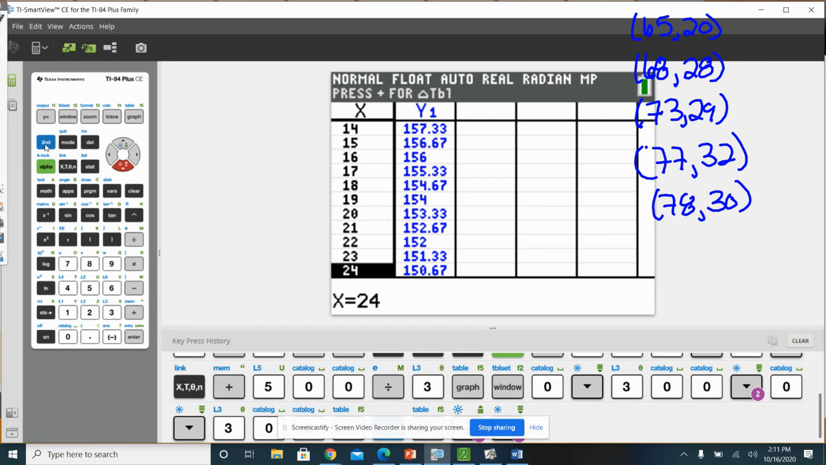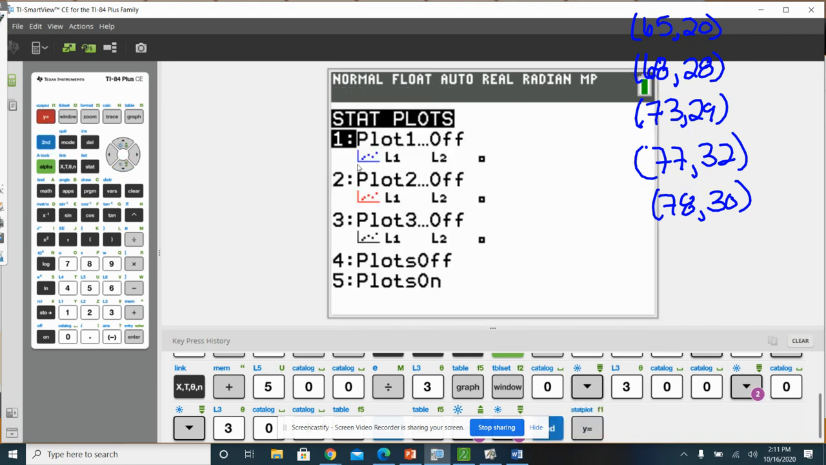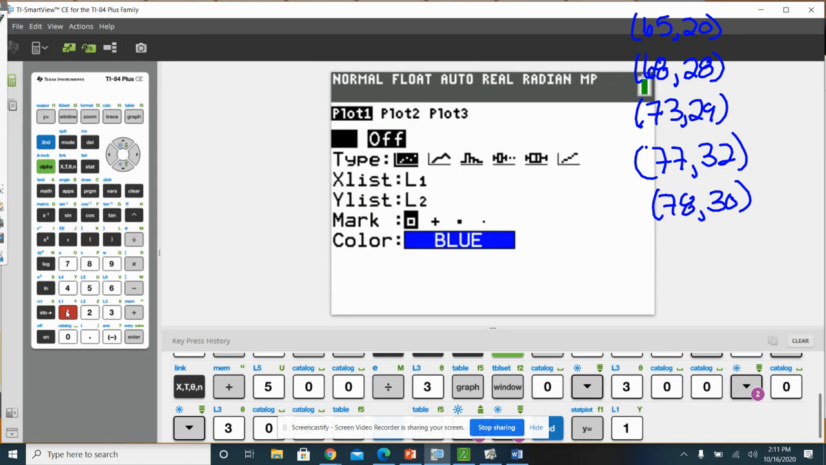Okay, the first thing we're going to do is we're going to go to second. Everyone needs to hit second and then stat plot. First thing we're going to do is get ready to graph. You don't have to do this every time. See how it says plots off? We're going to hit 1 and then turn the plots on. And that way we're going to allow our graph to graph little dots for us.